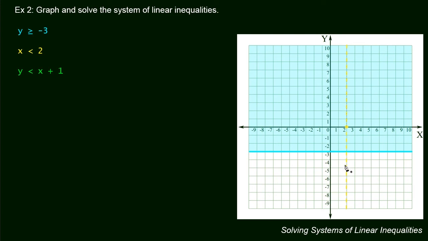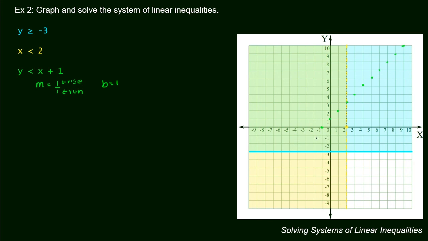To shade the region, y is less than 2 is any region that is to the left of my vertical graph. And finally, I have this inequality here, y is less than x plus 1. My slope m is the number by x, which is 1 over 1. It's a positive slope with a rise of 1, run of 1. My y-intercept b starts at 1, so I'm going to start at my graph at 1, rise 1, run 1.